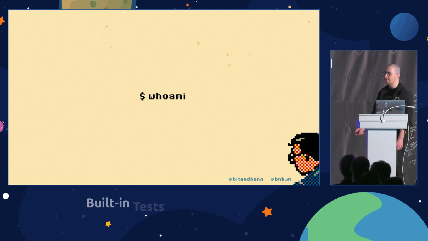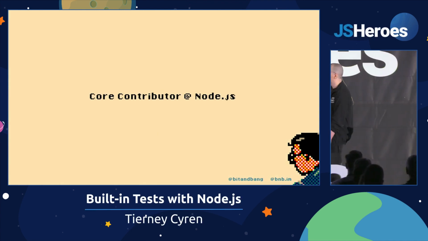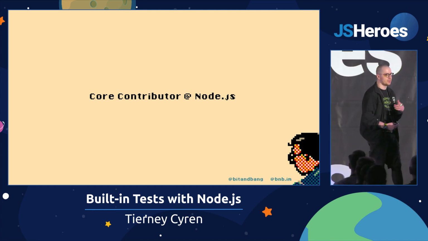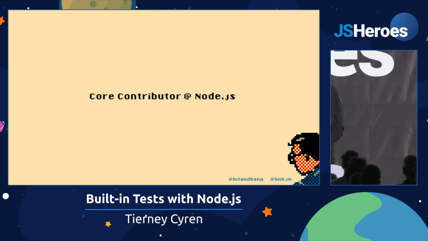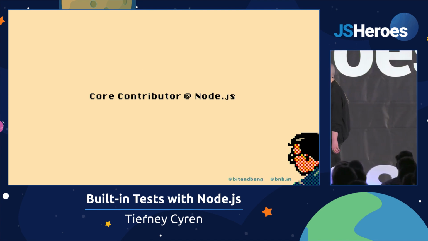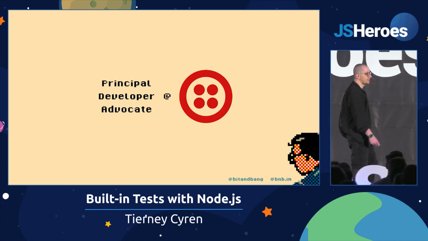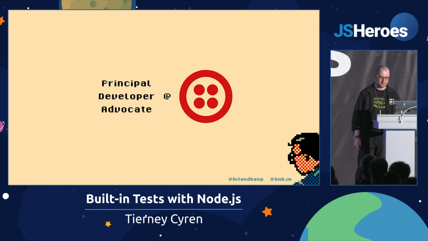So, quick, who am I? My name is Tierney Cyren. My pronouns are they and them. I'm a core contributor on Node.js. I've also done a lot of other things in Node. I used to chair the community committee. I've been part of the security working group, done a lot of stuff in Node over the years. I'm also part of outreach in Electron, and I'm a principal developer advocate at Twilio.